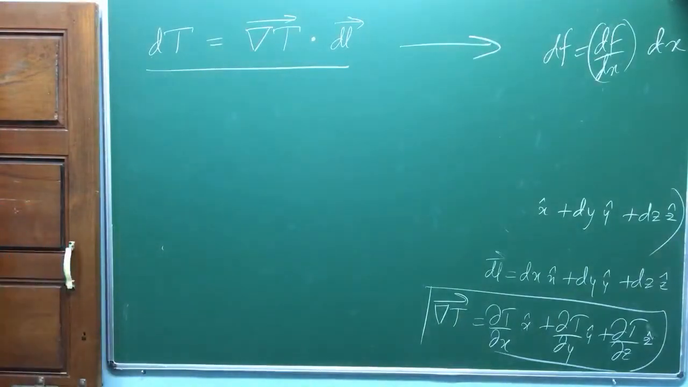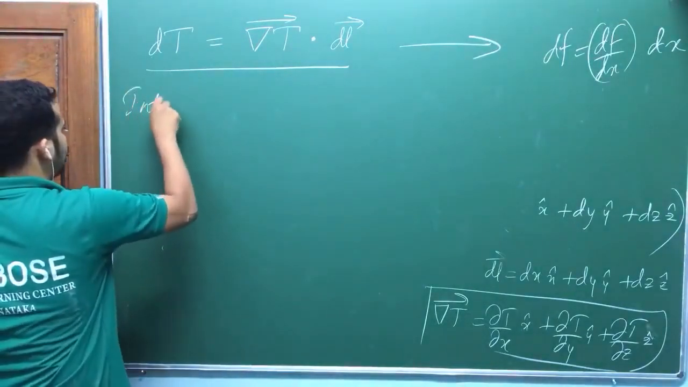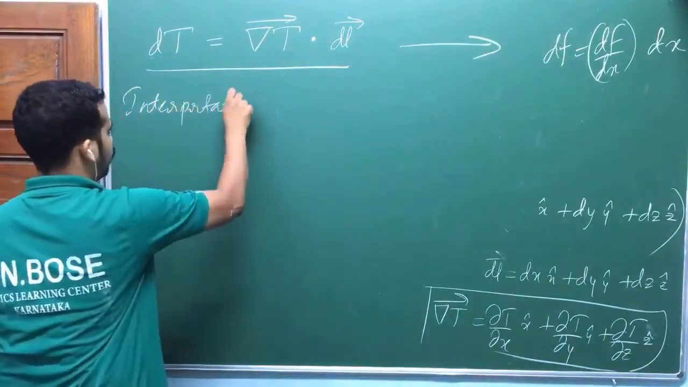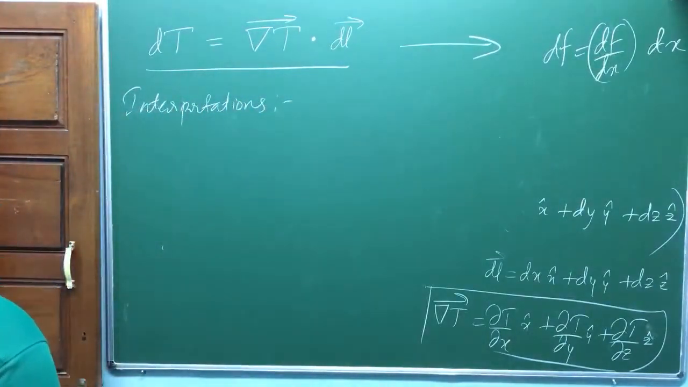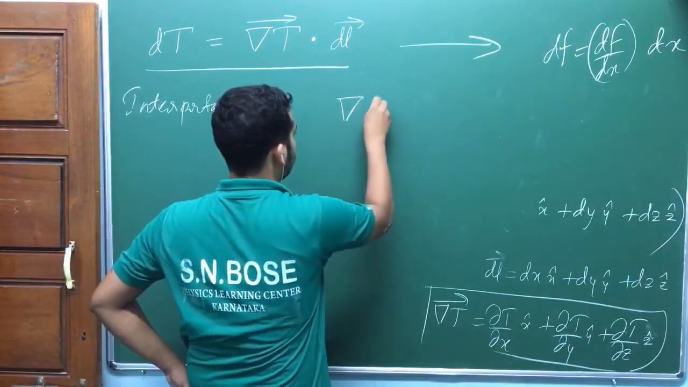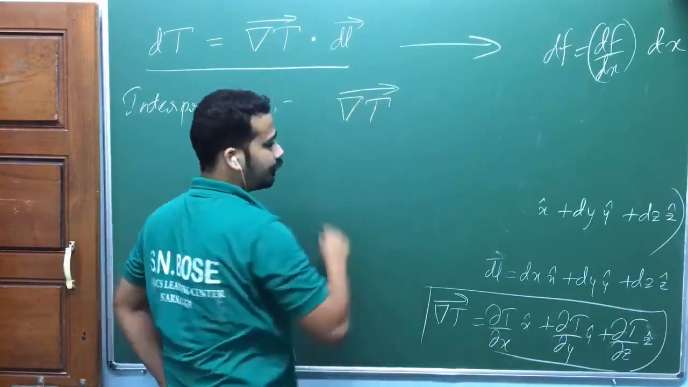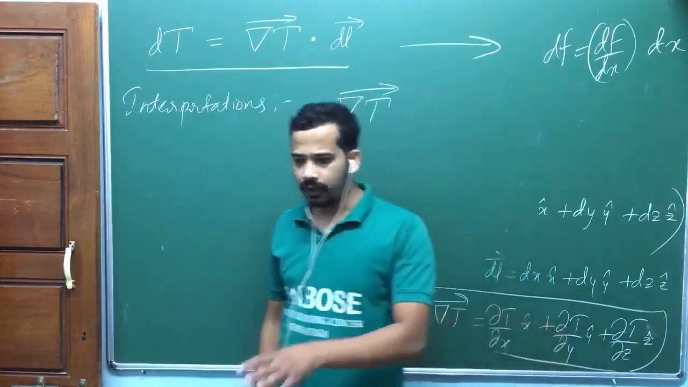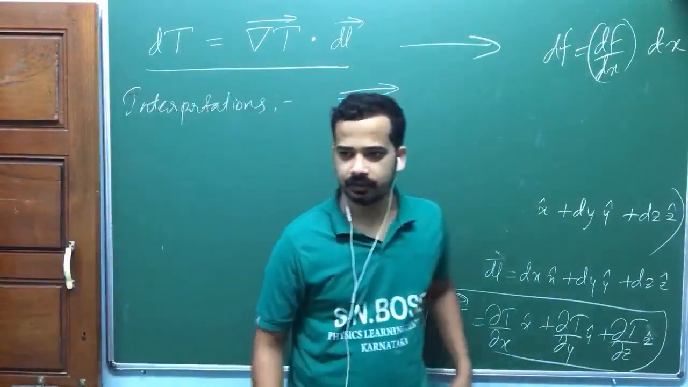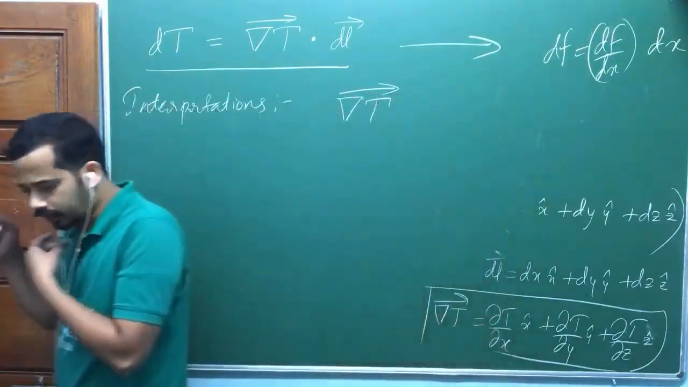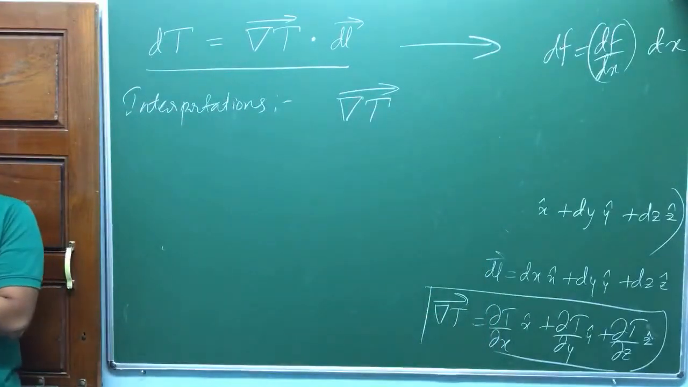Now let me start the interpretation of gradient. Geometrical interpretation usually you can say like this. Obviously gradient is a vector, am I right? If you know any vector, what do you mean by that? That means you know its direction and magnitude. That is the meaning of knowing a vector, isn't it?